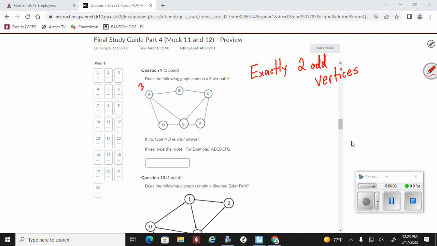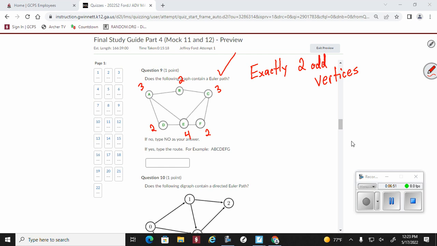Vertex A has degree of 3. That's our first odd. B has 2. C has 3. That's our second odd. As long as we don't have any more odds, then we are good to go with this being an Euler path. This has a degree of 2. This has a degree of 4. This has a degree of 2. All right. So we know yes. The answer is yes, it has an Euler path.